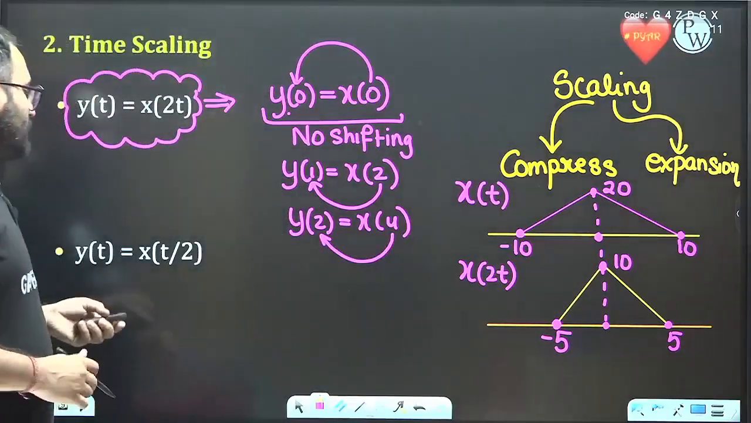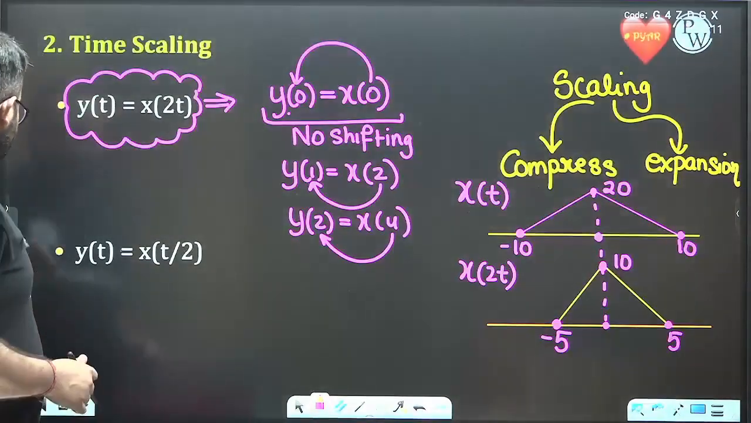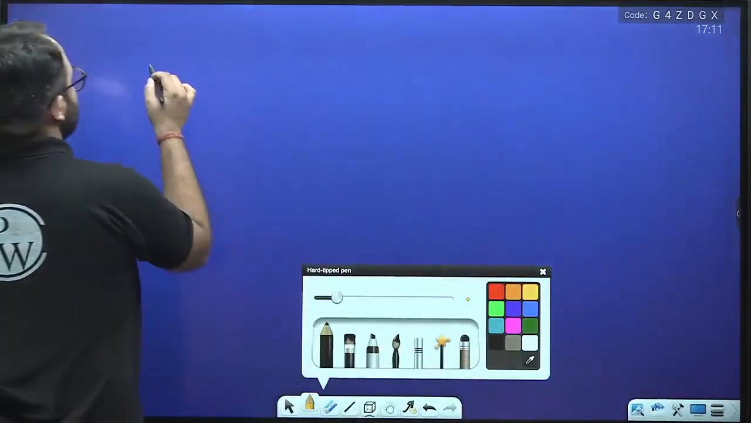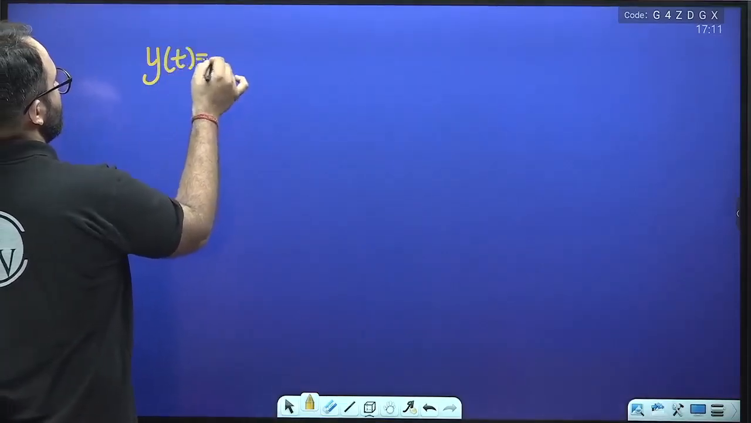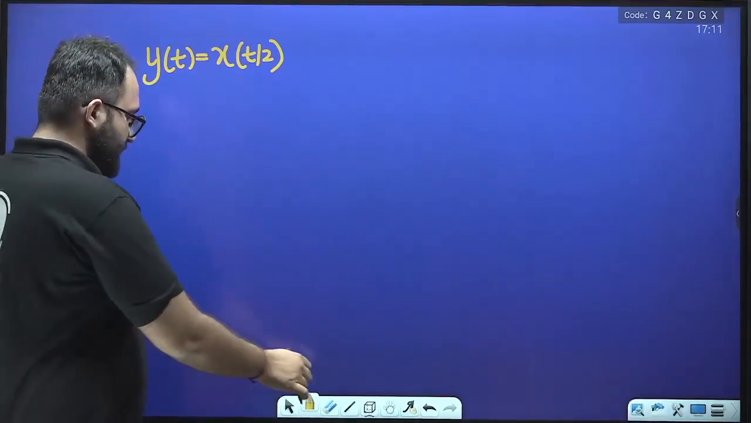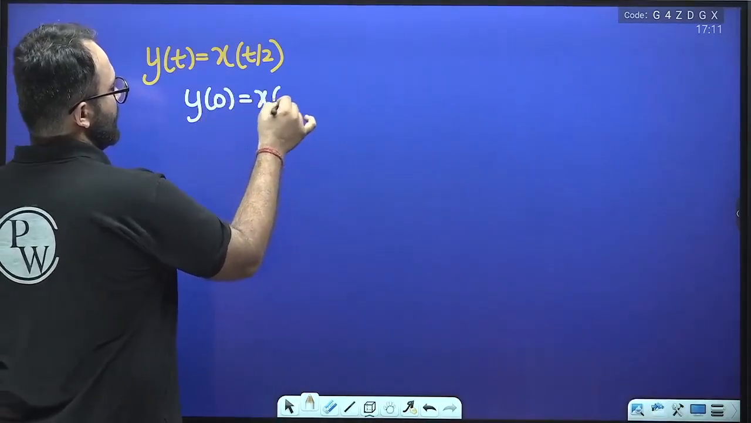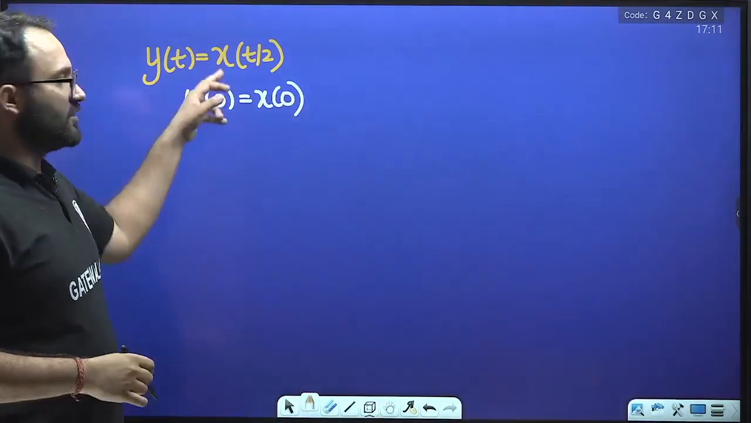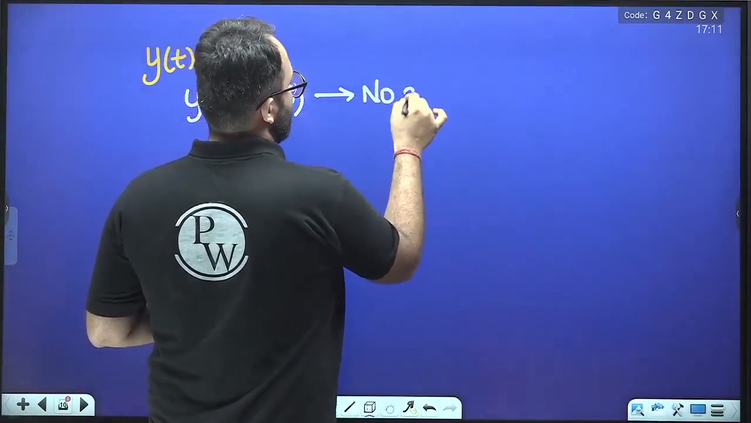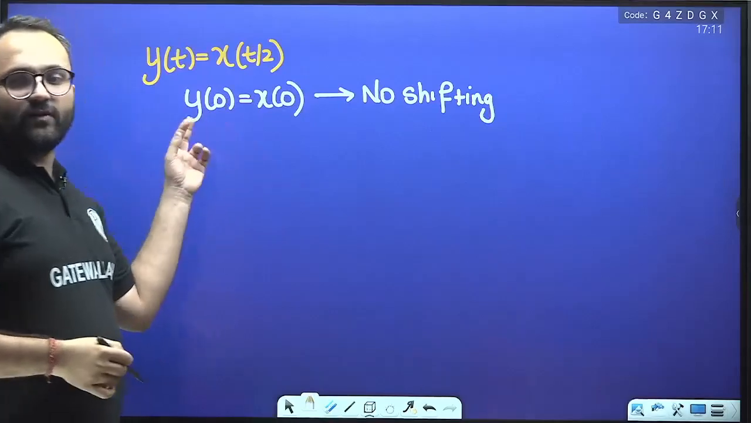Now, next example, y(t) equals x of t by 2. Let us take an example for this. In this case also, we can see that y(0) equals x(0). Just put t equal to 0 here. So there is no shifting. 0 and 0 are the same.